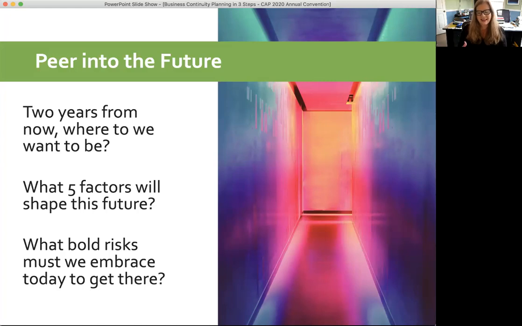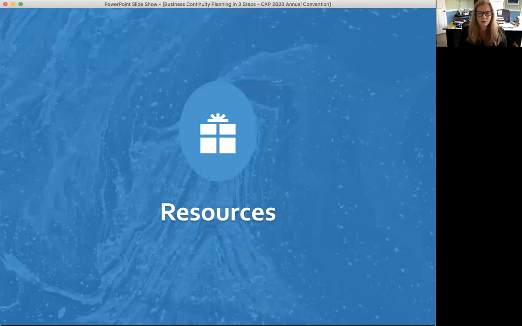And then lastly, going back to the idea of looking to the future, I want to encourage you to think about two years from now: where do we want to be as an agency? What five factors will shape that future? And finally, what are the bold risks that we need to embrace now to get there? Just great questions to get us future focused. When we're facing an interruption, like a pandemic or another crisis or disruption, we tend to look down and focus on the here and now, and we don't spend enough time looking into the future. So it's incredibly important that you do that.